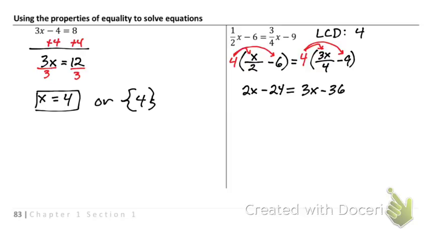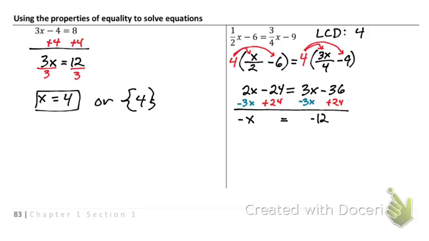Now I'm going to do two things in one step. I'm going to add this 24 to both sides. And I'm also going to go ahead and subtract 3x from both sides. 2x minus 3x is going to give me a negative x. This is going to give me 0. So it's going to equal, that's going to give me negative, not 21, negative 12.